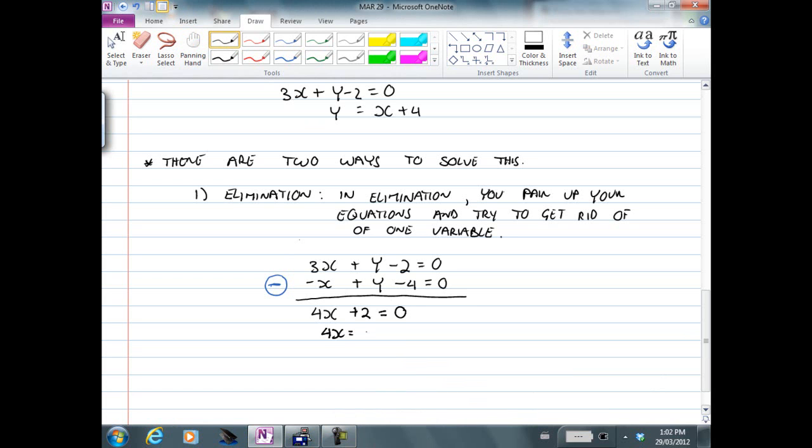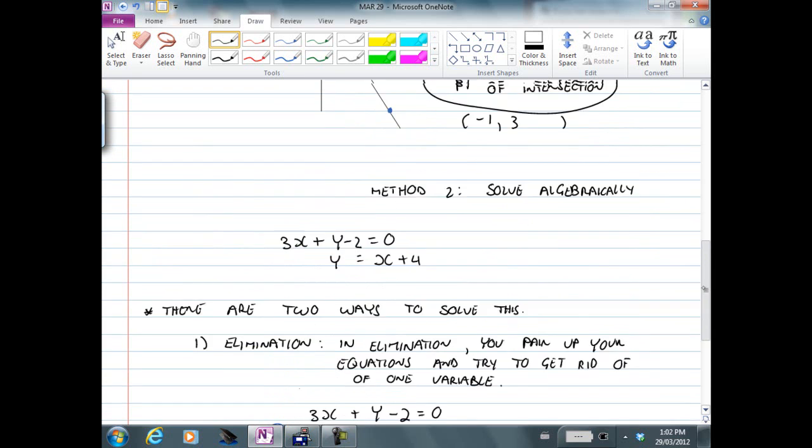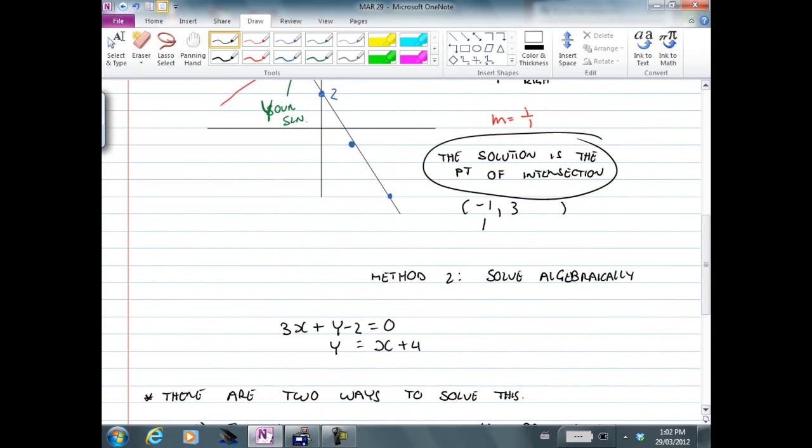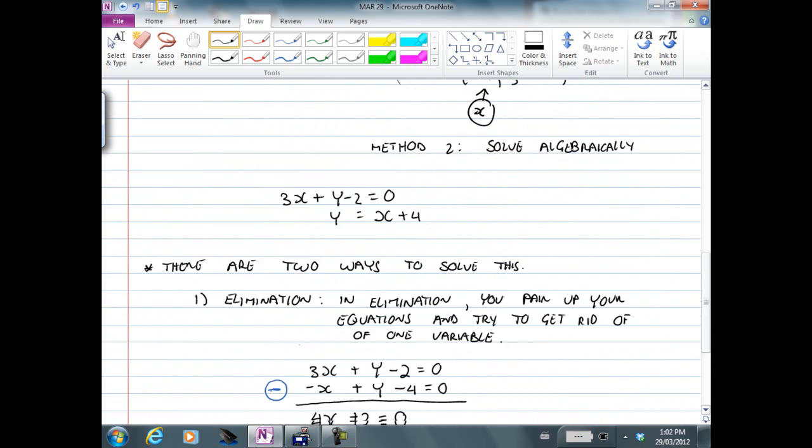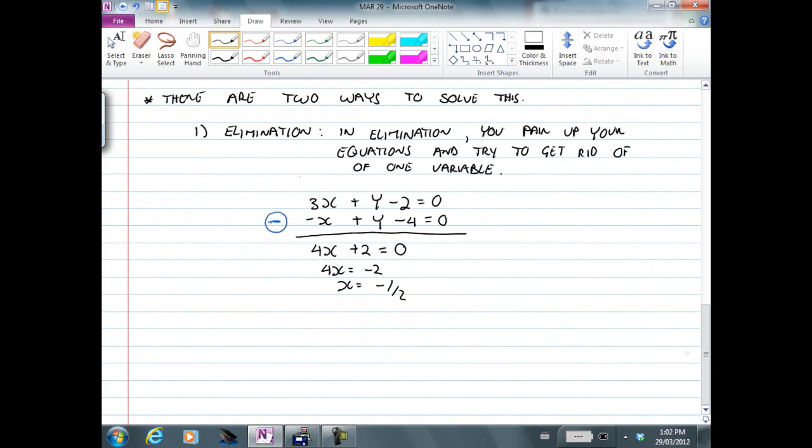4x equals negative 2. X equals negative 1/2. From my guess, I guessed that x should have been negative 1, so my guess was wrong. Okay. X equals negative 1/2.